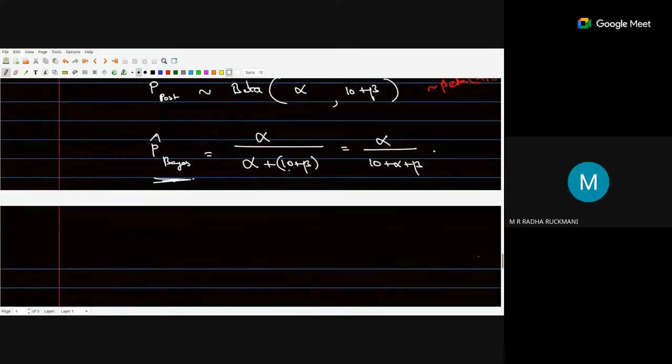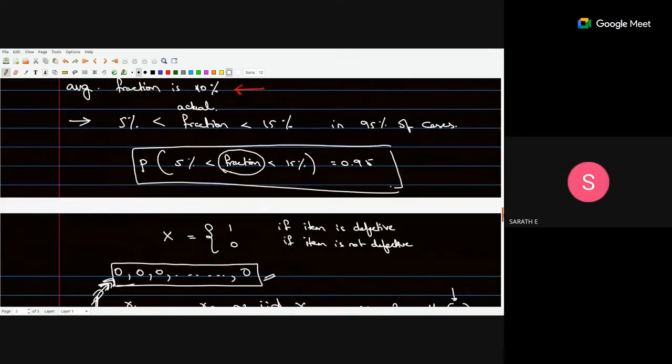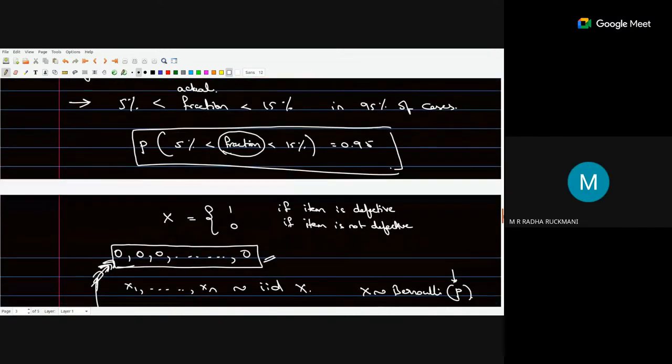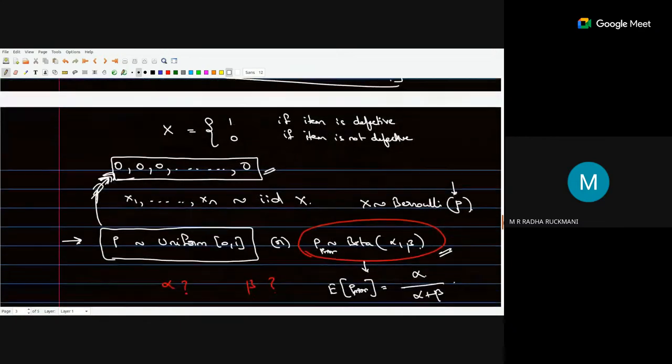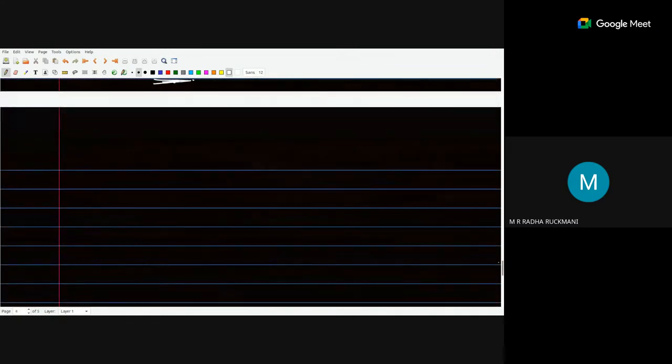But it's given in the actual fraction. The actual fraction was between 5 and 15%. Yes, I forgot, actual fraction. So this is an actual fraction and it's given in the information. This is what is estimated, no? P hat is the actual fraction which we have estimated. So you should use posterior, right? Correct. So that's what we are going to do.